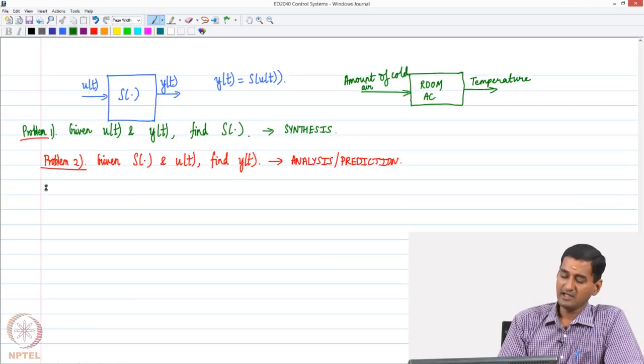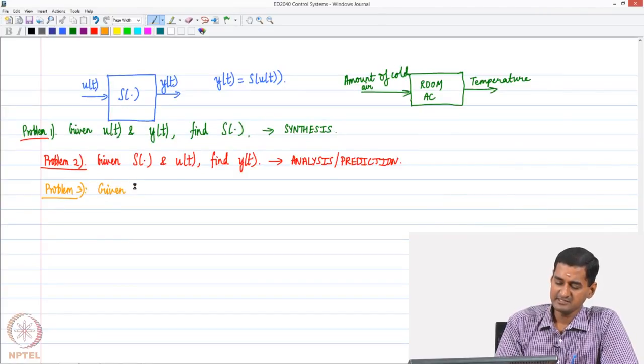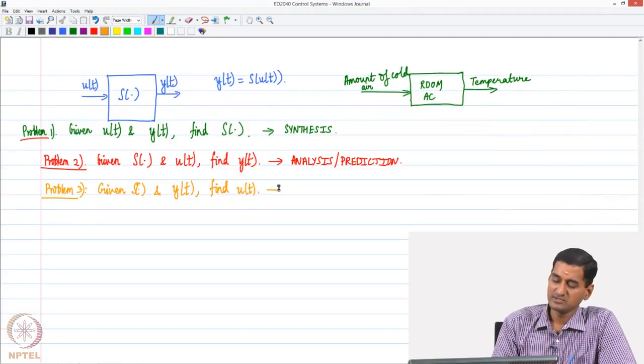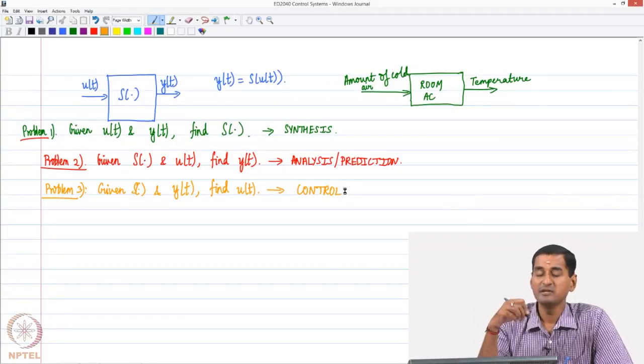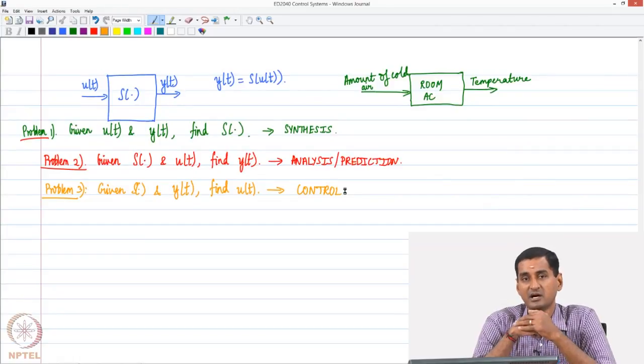We have looked at these two problems. Another problem which we can do once we complete the synthesis problem is that given the mapping S and a desired output y of t, find u of t. That is the third problem that we can solve. This problem is what is called the control problem. So what do I mean by this? Suppose I come into a room with an air conditioner.